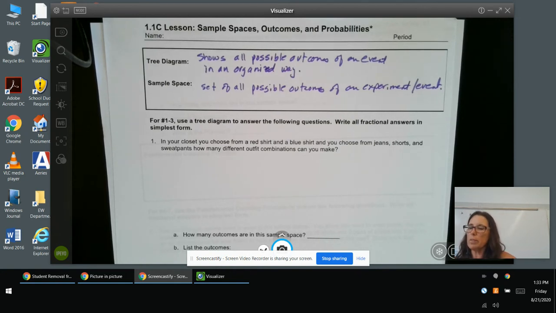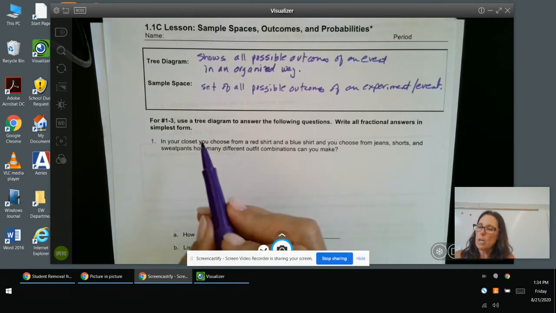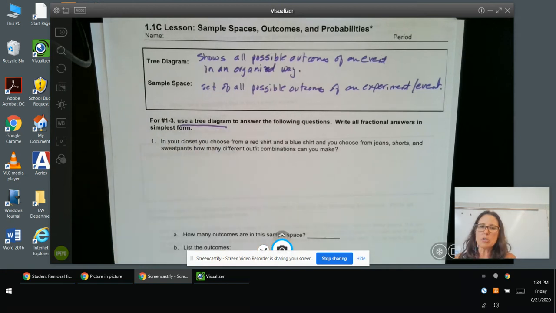It says for numbers 1 through 3, use a tree diagram to answer the following questions. Write all fractional answers in simplest form. Number 1, in your closet, you choose from a red shirt and a blue shirt, and you choose from jeans, shorts, and sweatpants. How many different outfit combinations can you make? Okay, so use a tree diagram is the first thing I want to re-emphasize there.